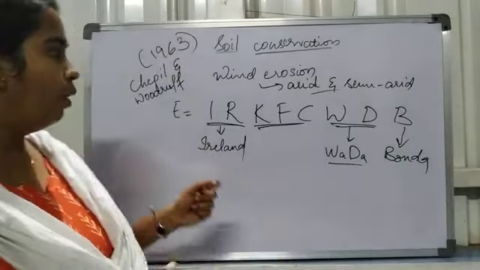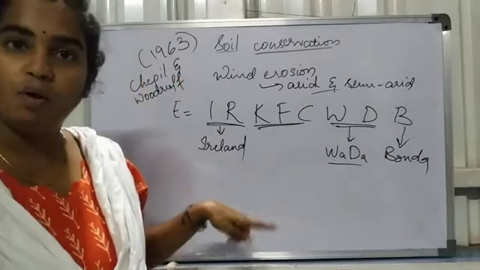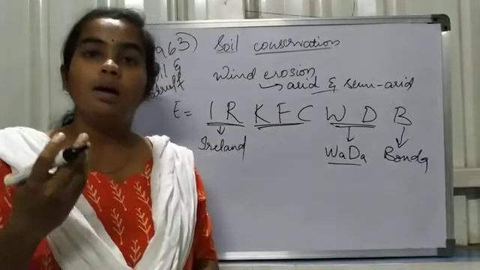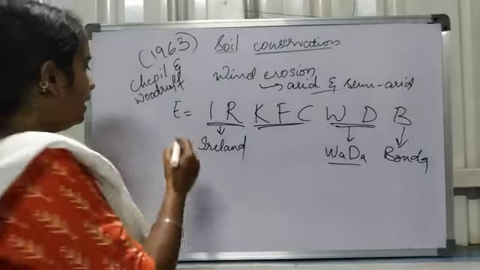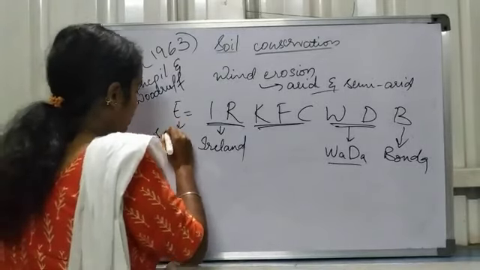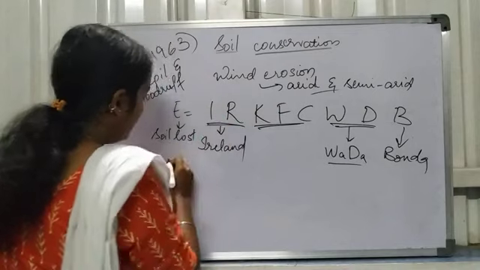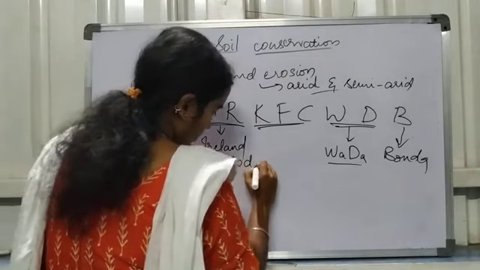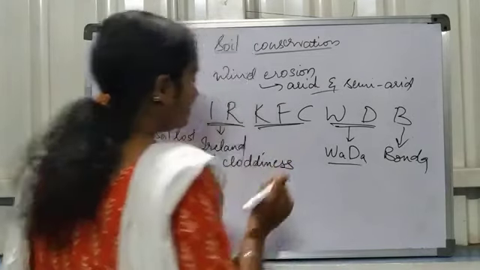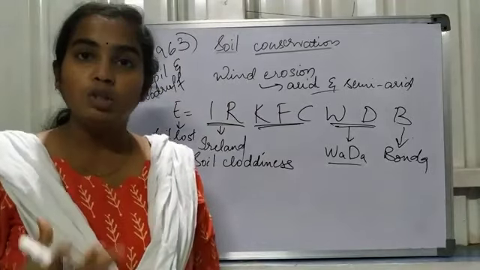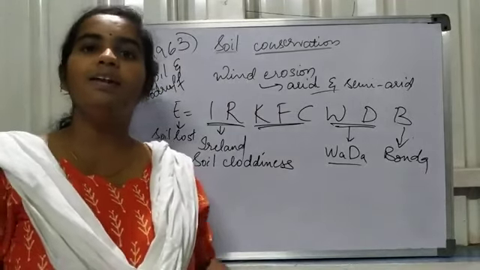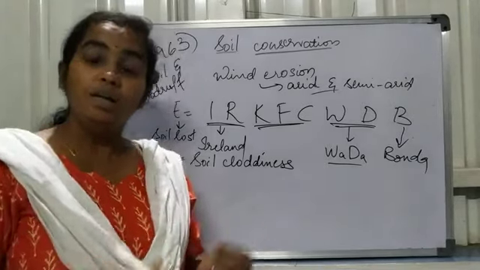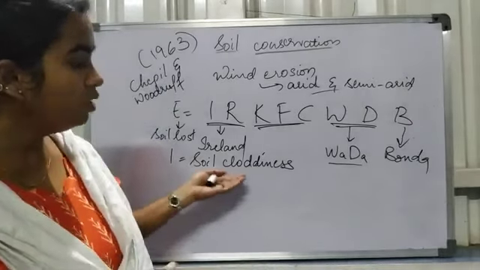Now we know how to remember the formula, but they might ask which parameter stands for what factor, right? E is, as usual, the soil loss due to wind erosion, and I stands for soil cloddiness. Cloddiness is about the aggregation, how tightly the soil is formed. As I told you earlier, if it is very loose, it is very susceptible to erosion. If it is tightly held, it is difficult to erode. That talks about the soil cloddiness.